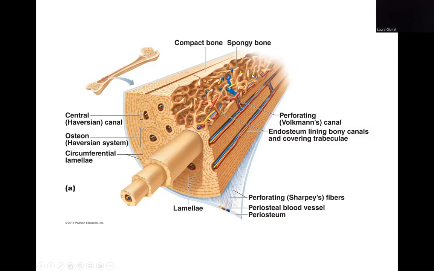And I think it's really cool to see that, because they're going to branch off in different directions, and every single one is going to have an arterial, vein, and nerve supply in the center of every central canal of every osteon.